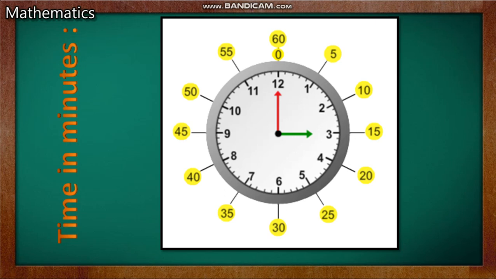1 5 is equal to 5. 2 5s are 10. 3 5s are 15. 4 5s are 20. 5 5s are 25. And 6 5s are 30. 7 5s are 35. 8 5s are 40. 9 5s are 45. 10 5s are 50. 11 5s are 55.